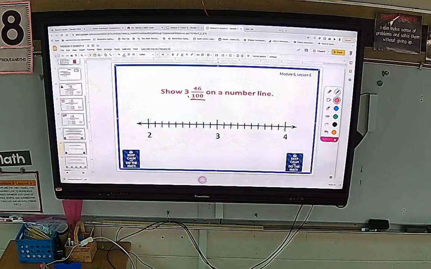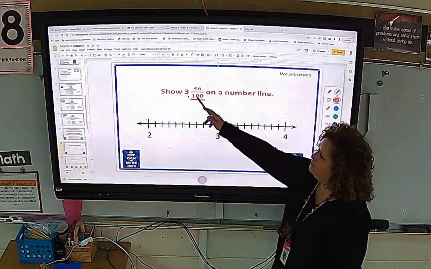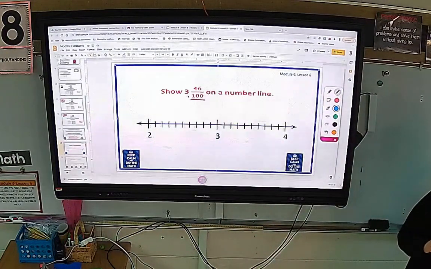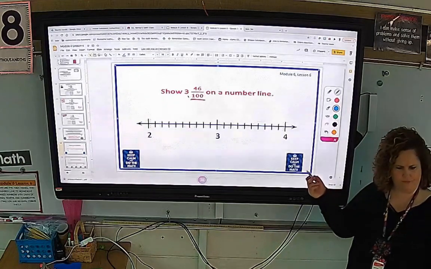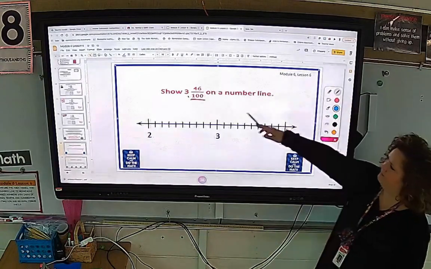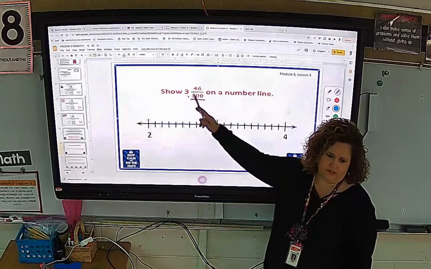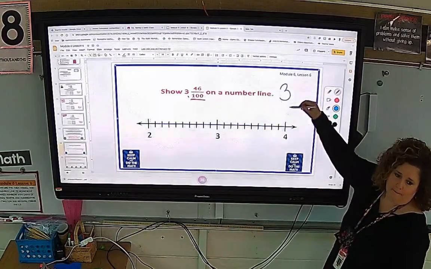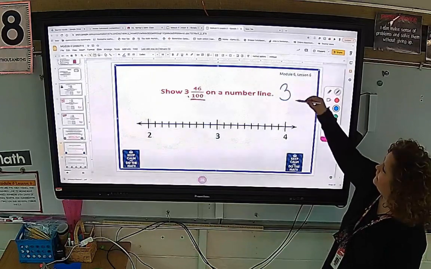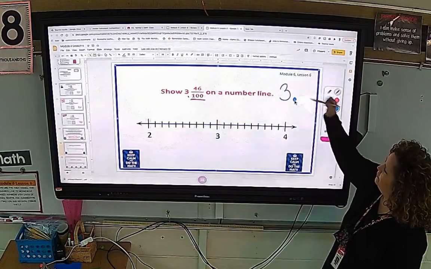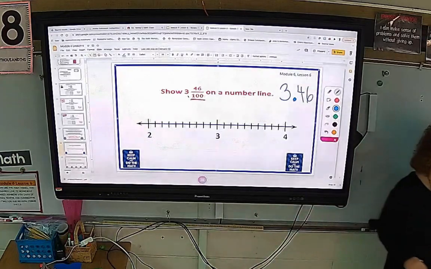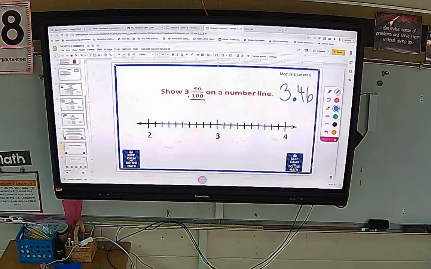All right, let's first write 3 46/100 as a decimal. So, Brandon, what's that going to look like as a decimal? 3 46/100. What's it going to look like as a decimal? What do you think? It's right here. 3 46/100. It would be 3 and 0.46. Okay, 3.46.